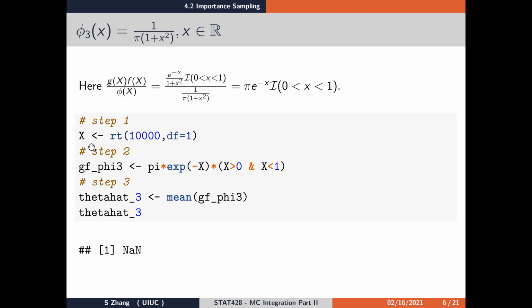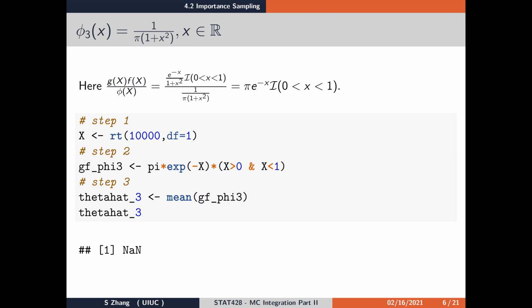Because x is the t-distribution samples from the entire real line, you will probably expect that a lot of the x's will fall outside the interval between 0 and 1. So a lot of these will be equal to 0. In step 3, we calculate the mean of this thing. And we can see that in this case, our result is NaN, so not a number. What exactly is happening over here?